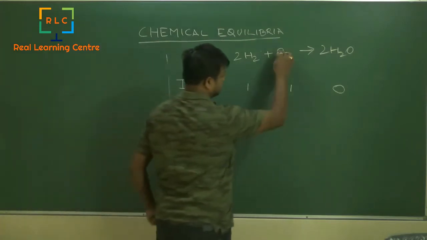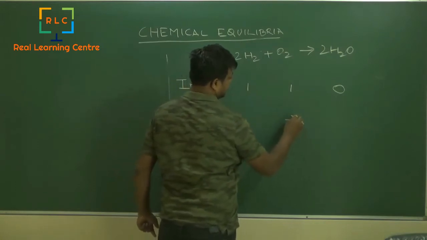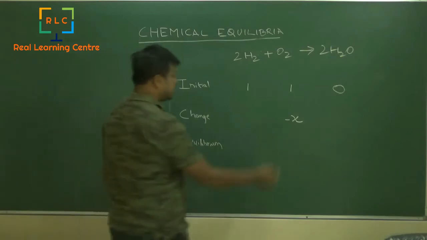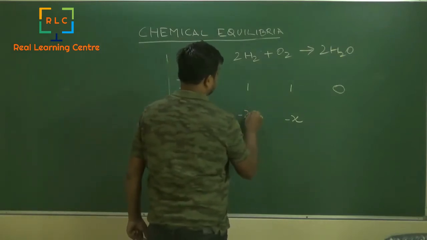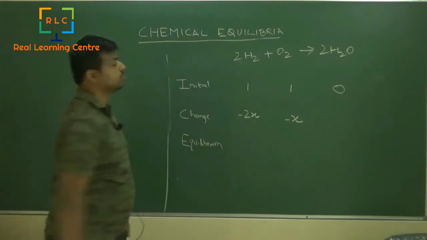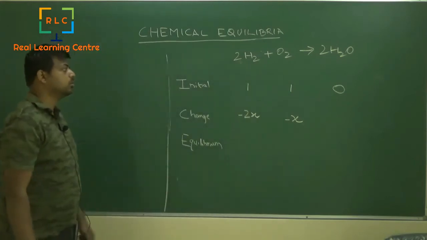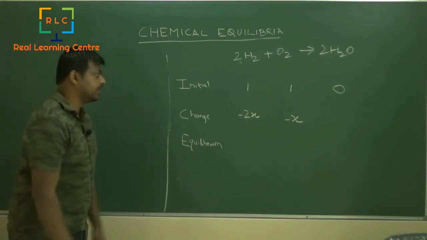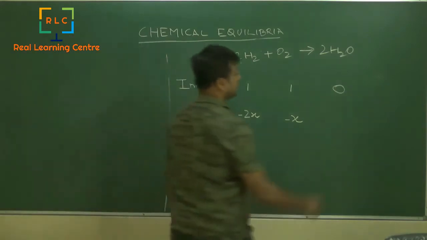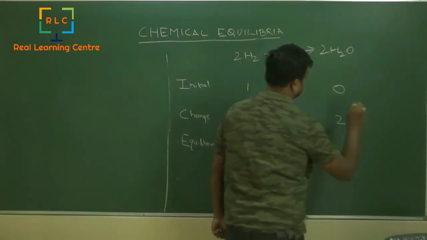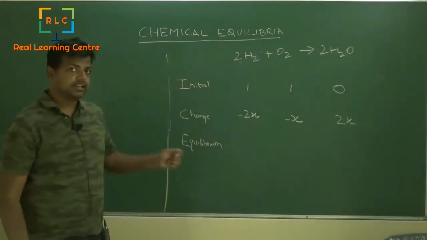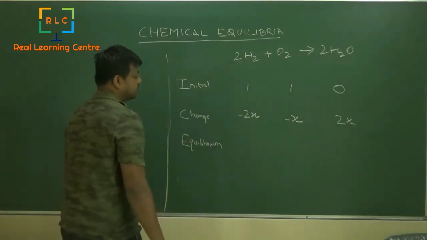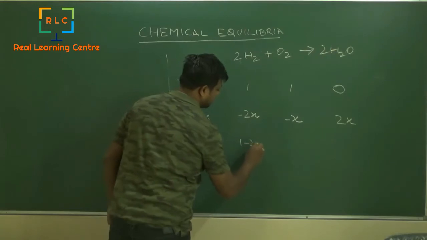So what I'm saying is, the amount of oxygen used is, say, X. So I'll represent it by minus X. The amount of hydrogen used up would be double of it because the stoichiometric coefficient is 2 here. So the amount of hydrogen used would be double of what oxygen used, so it will be minus 2X. And the amount of water formed would be 2X. Right. So at equilibrium, once equilibrium is reached, the amount of hydrogen left would be 1 minus 2X.